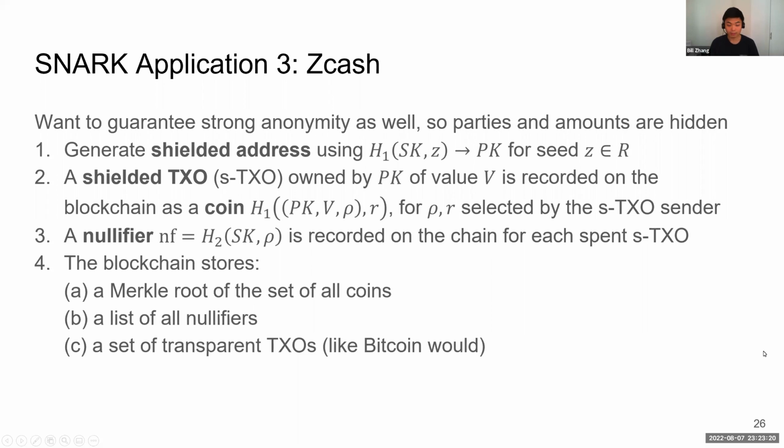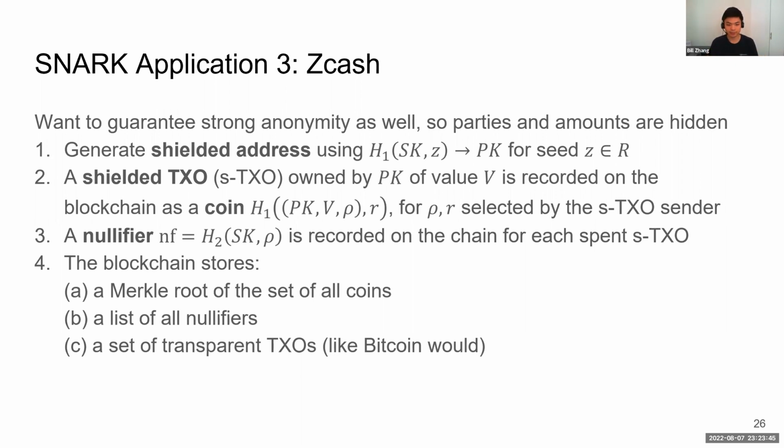So now the blockchain will store these items. The first thing the blockchain will store is a Merkle root of the set of all coins that have ever been created before and submitted by anybody. This is going to be a massive set of coins, but the good thing about storing the Merkle root is that it's just one hash value. So that representation is going to be very short, like 32 bytes or something.